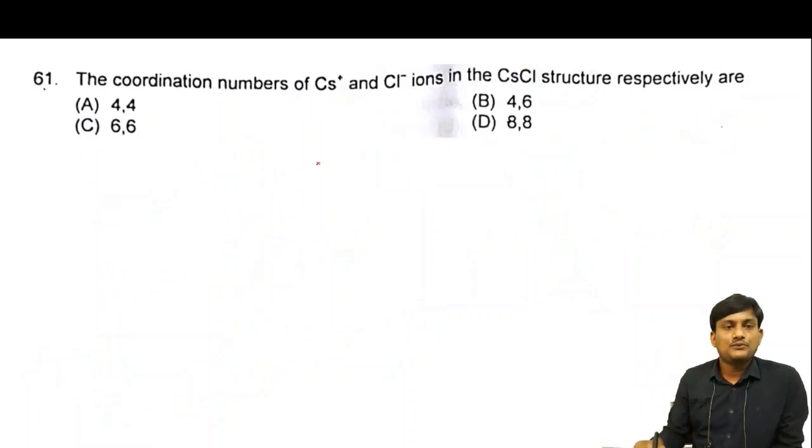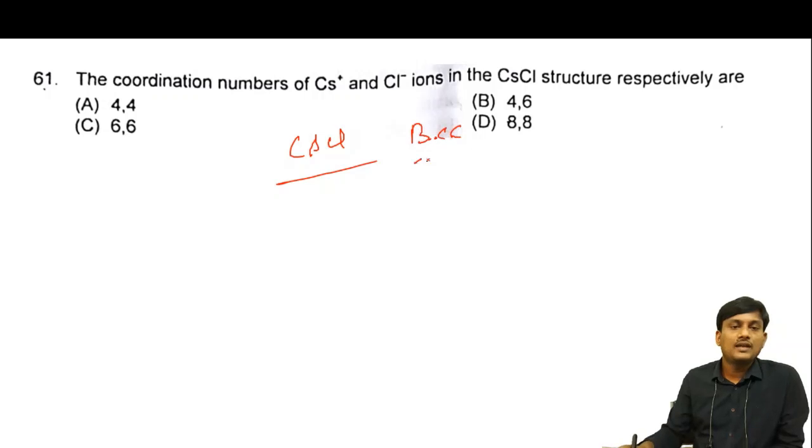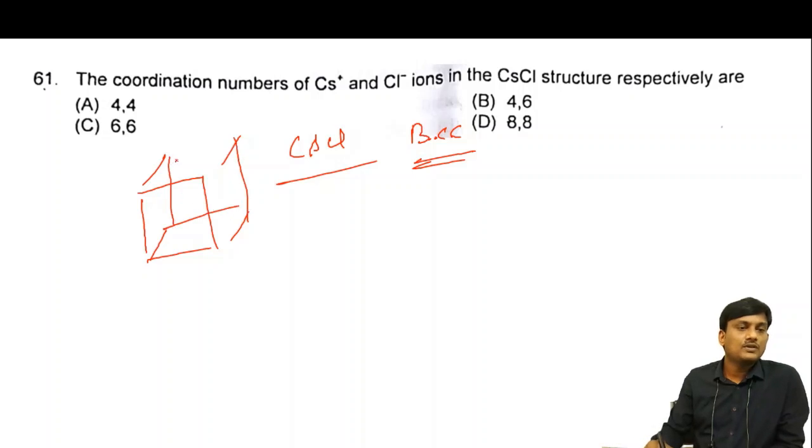The coordination numbers of Cs plus and Cl minus in the cesium chloride structure respectively are. We know that cesium chloride is a body-centered cubic. This is a very simple question. In body-centered cubic, this is a simple cube. Here you can find cesium plus at the center, and at each corner you have Cl minus. How many corners do we have? We have 8 corners, and these are all Cl minus.